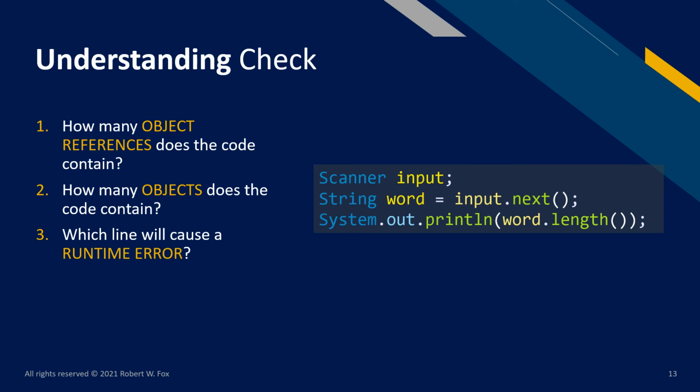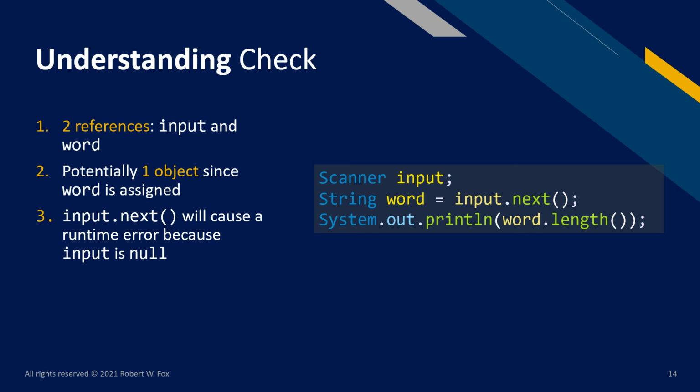Let's wrap up with an understanding check. So in the code you see on the right, I have three questions. One, how many object references does the code contain? Number two, how many objects does the code contain? And finally, which line in this code is going to cause a runtime error? Pause the video, answer the questions, and when you're ready, we'll go over the answers.